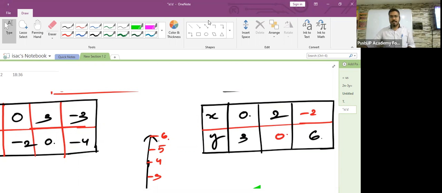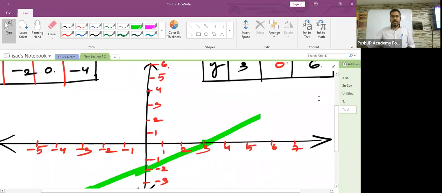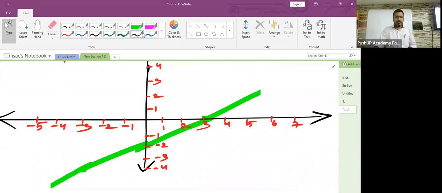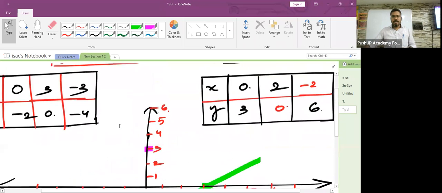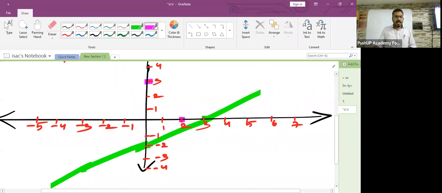Now let's draw the graph for the second equation. Okay. 0, 3. Where will 0, 3 come? The x coordinate is 0. That means it should be lying on the y-axis, and 3 on the positive y-axis, right? The next one, 2, 0. 2, 0 means it should be lying on the x-axis. Do you all agree with that? The y coordinate is 0, so the point lies on the x-axis. Since the x coordinate is a positive 2, it lies on the positive x-axis, right?